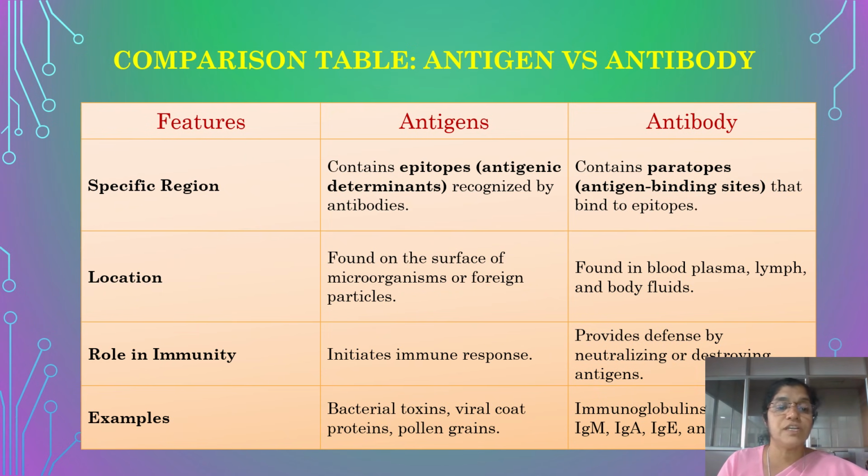The role in immunity: the antigen initiates the immune response. In the case of antibodies, they provide defense by neutralizing or destroying the antigens. Examples of antigens are bacterial toxins, viral coat proteins, and pollen grains. Examples of antibodies are immunoglobulins: IgG, IgA, IgE, IgD, and IgM.